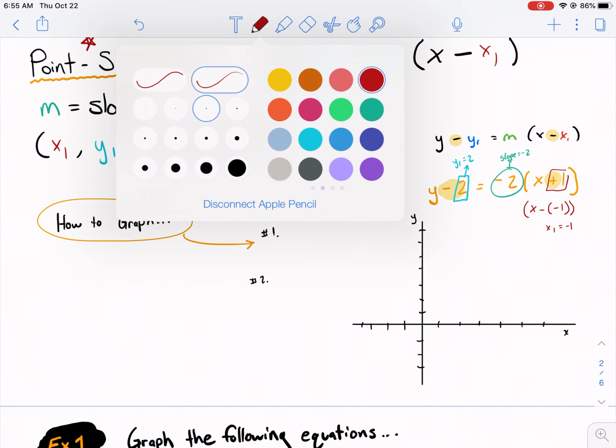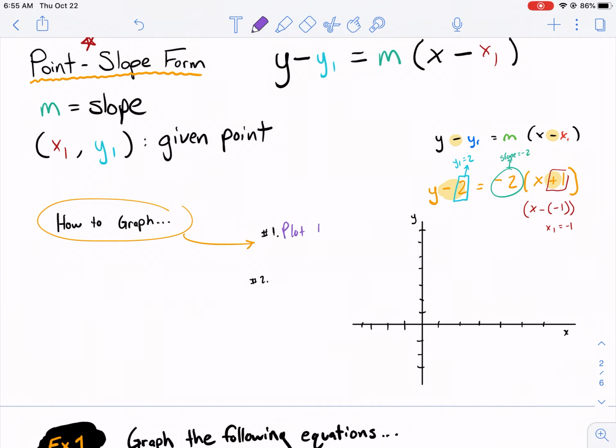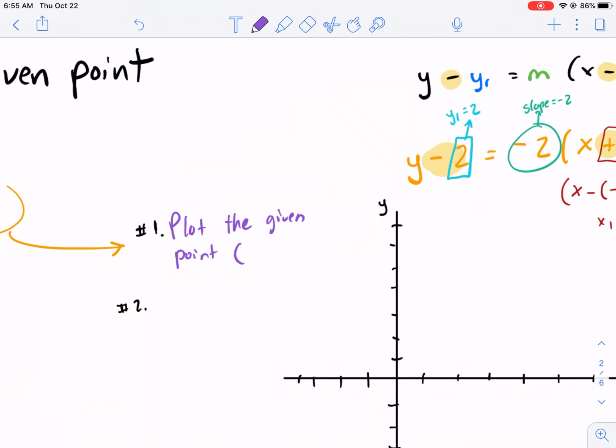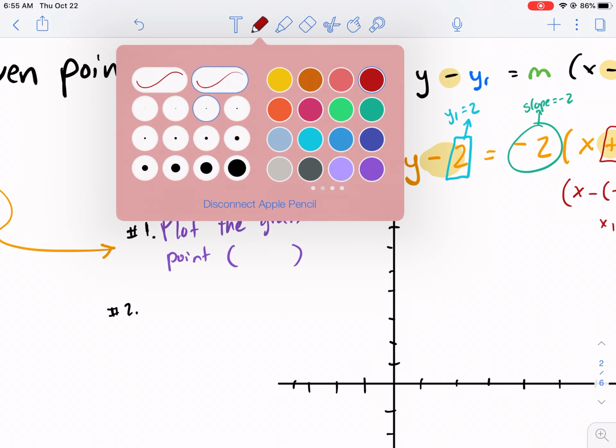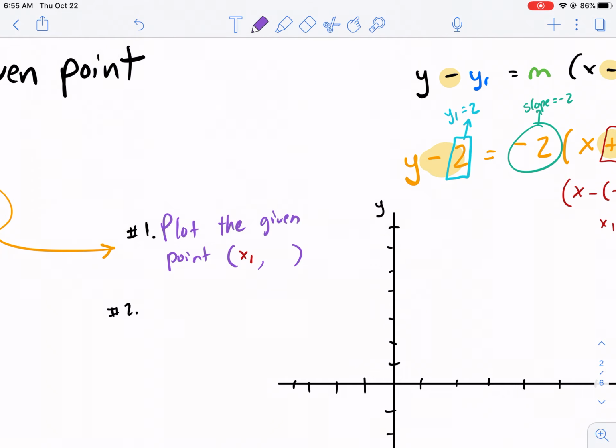So step 1, we are going to plot the given point. Okay, in this case, it's our x1 and our y1. So the pre-step is to make sure that we identify what is our x1 and y1.